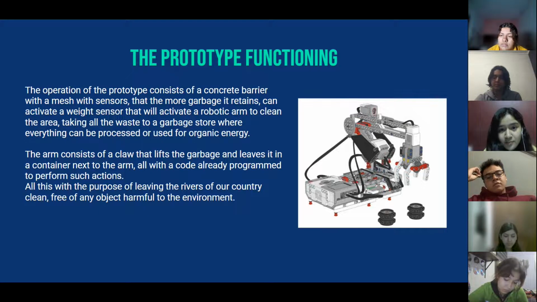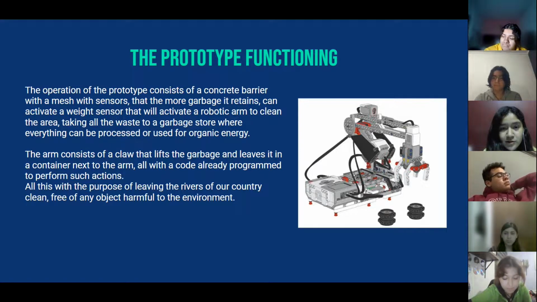Now, the most important part of our prototype is the arm, which basically consists of a claw that lifts up the garbage and leaves it in a container. And thanks to the code already programmed, it will perform such actions. And its main purpose is to clean the rivers and dams of our country, leaving them free and clean for the use of the water for the environment.